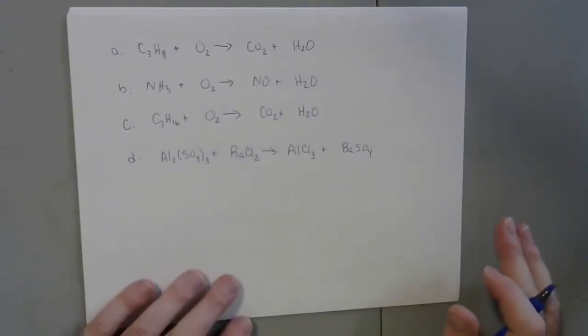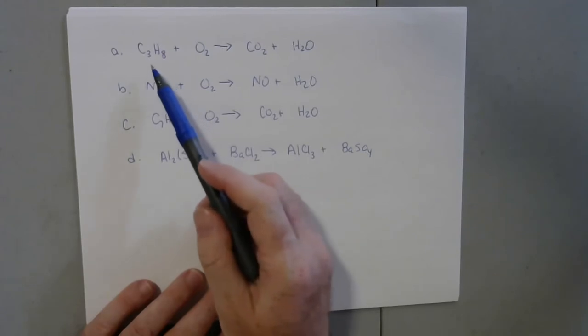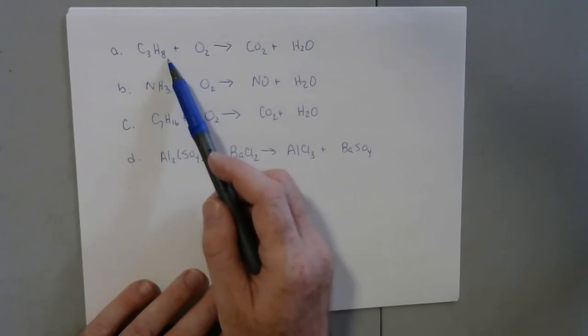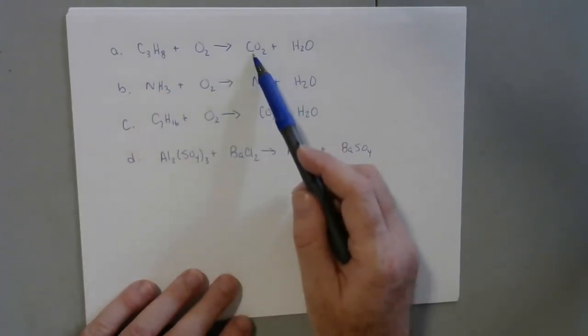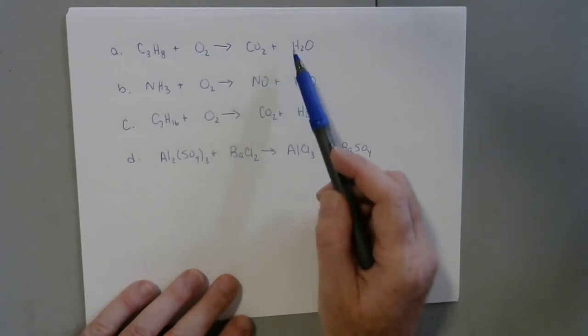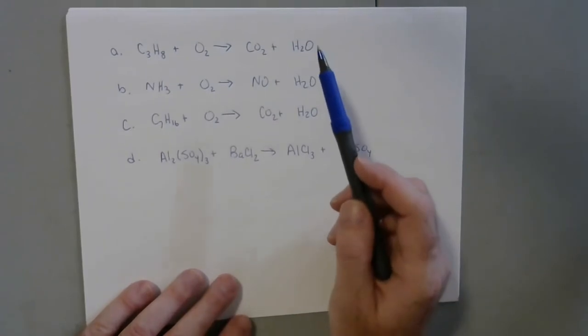All right, let's look at balancing these reactions. So if you want to balance a reaction, check and see if it's already balanced. And so we're going to use our knowledge of chemical formulas. We've got 3 carbons, 8 hydrogens, 2 oxygens on the reactant side. We've got 1 carbon, 2 oxygens, plus 1 is 3, 2 hydrogens on the product side. So that doesn't match at all.